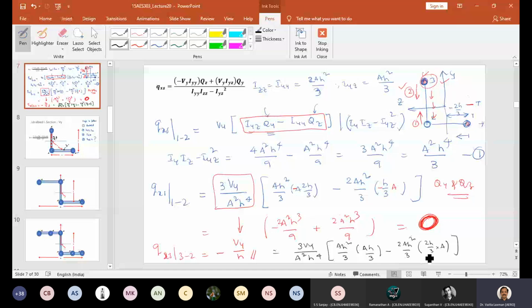Now what do you get? You see that here it is: this I am going to get as a square h cube by 9, whereas second one is 4 a square h cube by 9. So what is the result? Minus 3 a square h cube by 9, that becomes 1 by 3. So here 3 is there, this also 3 gets cancelled. You know, I am going to get this result.